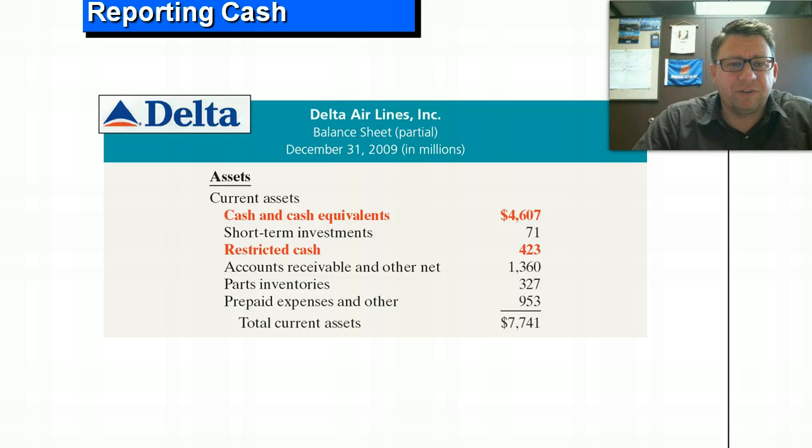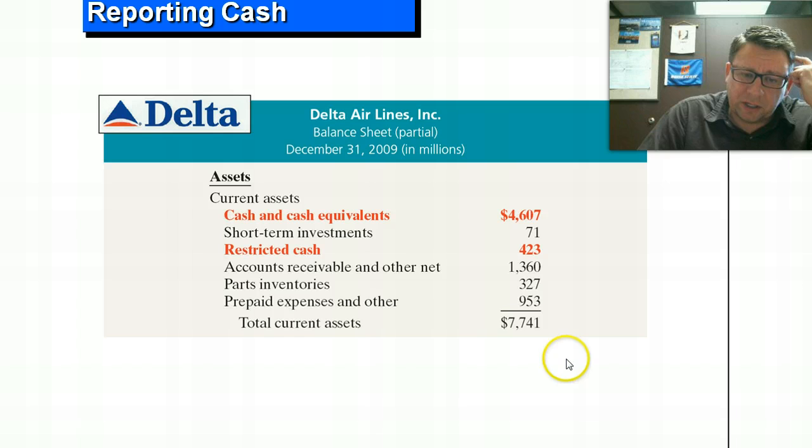And here's an example of Delta Airlines. Their cash and cash equivalents, $4.6 billion. Their restricted cash, $423 million.